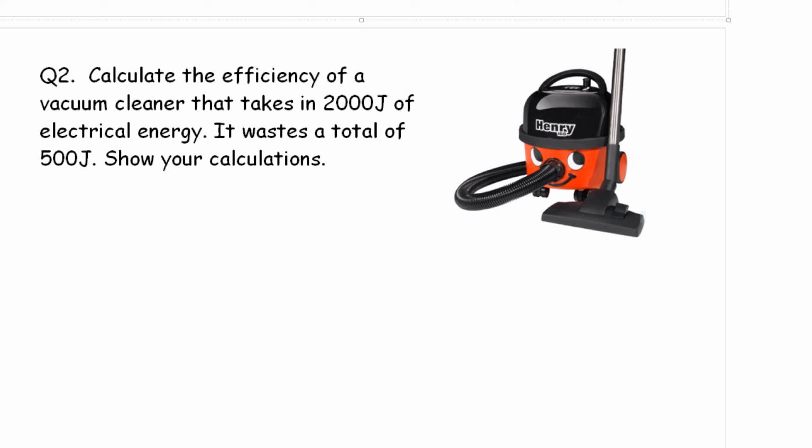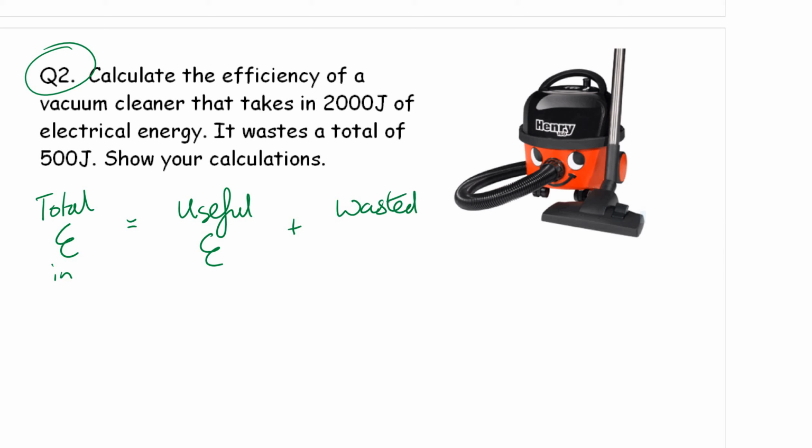Have a go at this before I give you the answer. Calculate the efficiency of a vacuum cleaner that takes in 2,000 joules of electric energy. It wastes a total of 500 joules. Show your calculations. Ooh, this is a nice one. The total energy in equals the useful energy plus the wasted energy. If I put the wasted energy on its own, the wasted energy equals total energy, take away the useful.